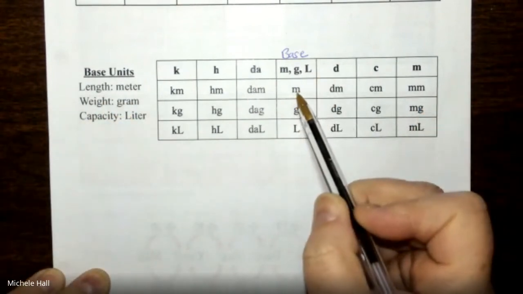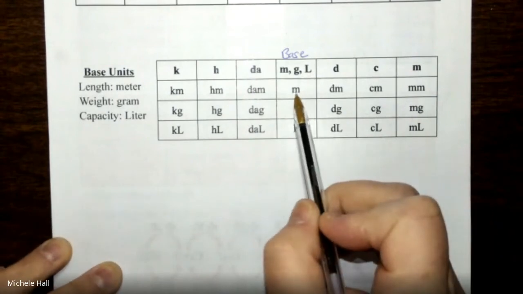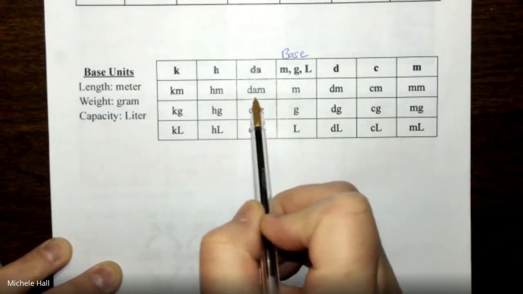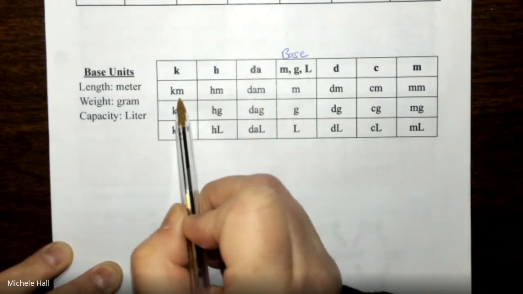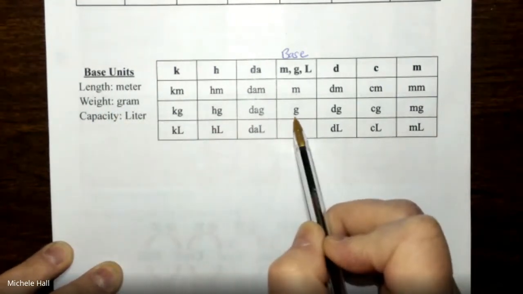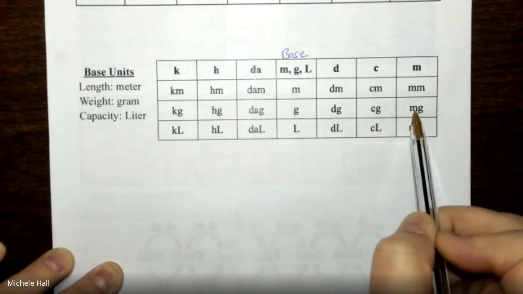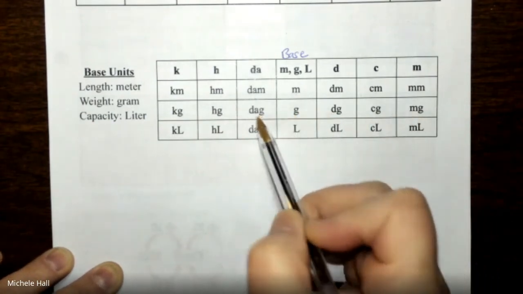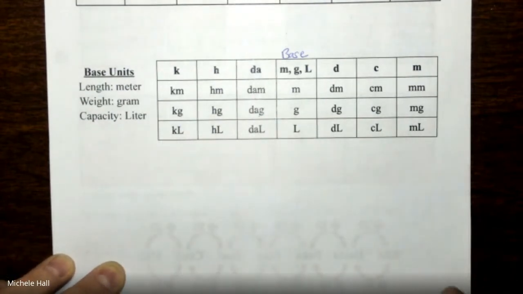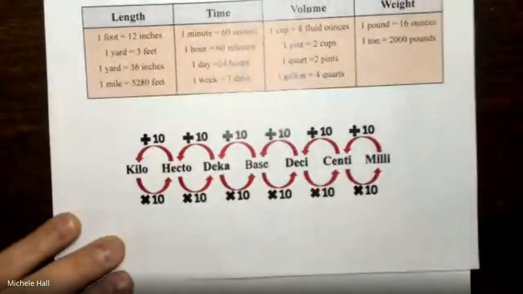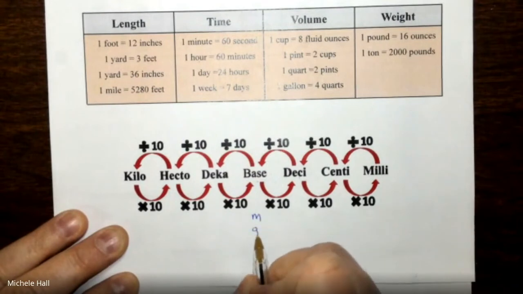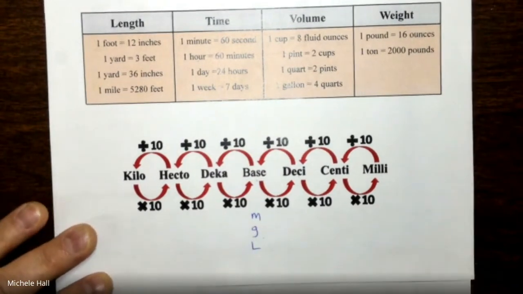And depending on what unit of measure I'm in, here is meters, so this would be decimeters, centimeters, millimeters, or decameters, hectometers, kilometers. If I'm weighing something, I would use grams. So we have grams, and then we have decigrams, centigrams, milligrams. Or we have decagrams, hectograms, kilograms, and that would be the same for liters as well. So here we are. Our base can be meters, grams, or liters, depending on what you're in.